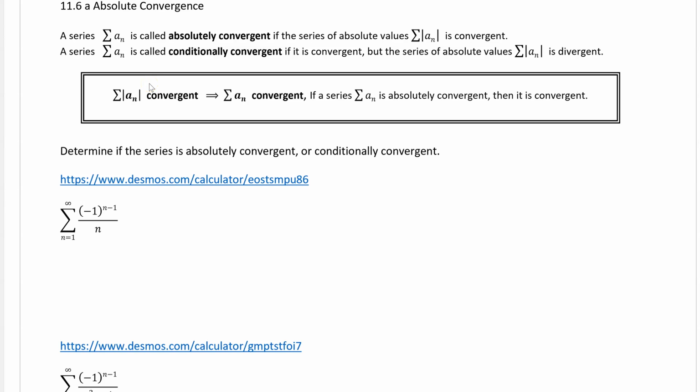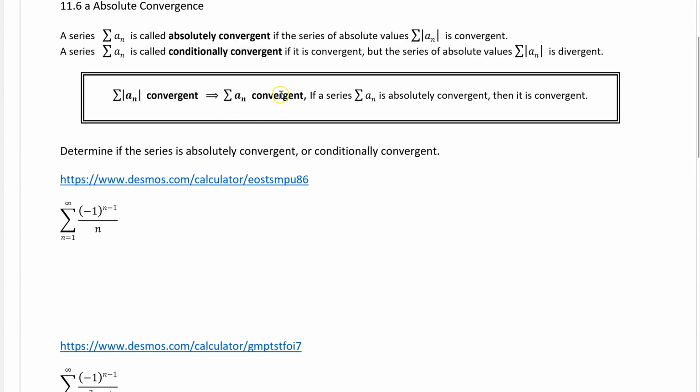This video is about absolute convergence. So we basically have two things that we're going to be looking at, absolute convergence and conditionally convergent. If it's absolutely convergent, then that means the series of absolute values converges. And if that converges, so does our series. It's convergent. So we just call it absolutely convergent.